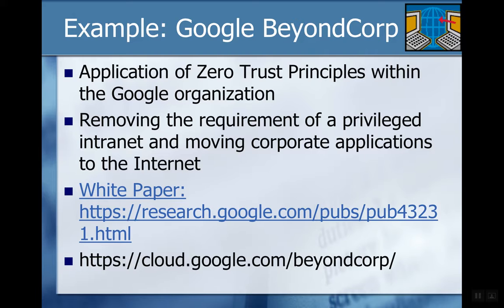A good example of the application of these principles is Google. They have a white paper here, which is actually pretty good. What they were discovering is that Google is a fairly dynamic organization. It's not really centralized. It's got core operations, but they have a lot of contract people and a lot of dynamic organizations. And they found that trying to create, maintain and manage perimeter-based security was not effective. So they created what they call BeyondCorp, which is the application of the zero trust principles within Google.